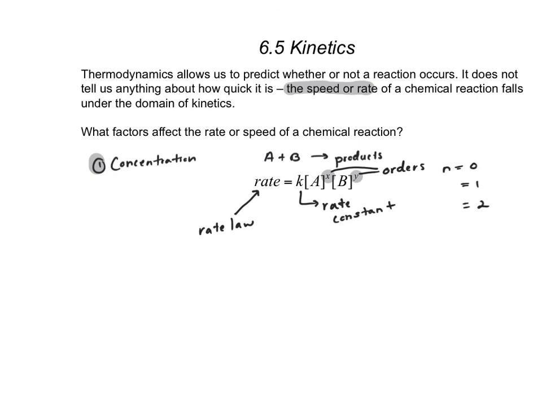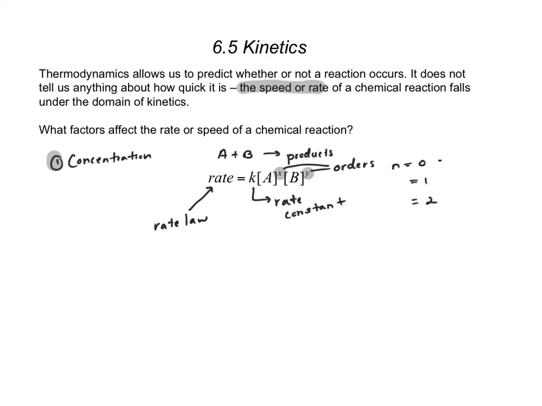Why didn't we allow anything else? Why couldn't it be a 3? Again, all this goes back to the actual collisions. How probable do you think it would be for three things to collide all at once in the proper orientation? It's really improbable. So these tend to just be 0, 1, or 2. If n was 0, we called this zero order. First was 1, and second was 2.